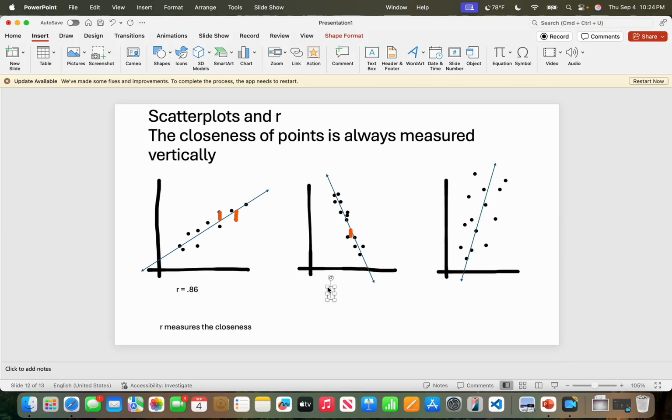But then when I look at maybe this next example, look at how tightly these points are to the line, but there's a negative slope, so this would be R equals maybe -0.93, something like that. Because the points are very tightly wrapped around where this special invisible line would be. And there's a negative slope.